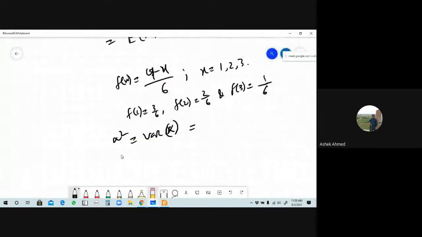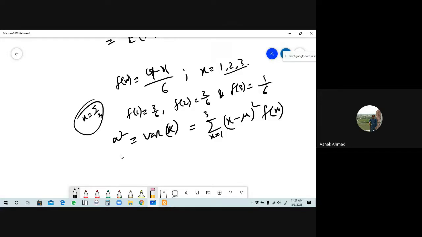We know that the value of variance is the summation of (x minus mu) whole square into f of x. Is it right? Respond to me. And the values of x will be given 1 up to 3. We already know the value of mu, maybe 5 by 3. If you apply all values here, then you will get this result.